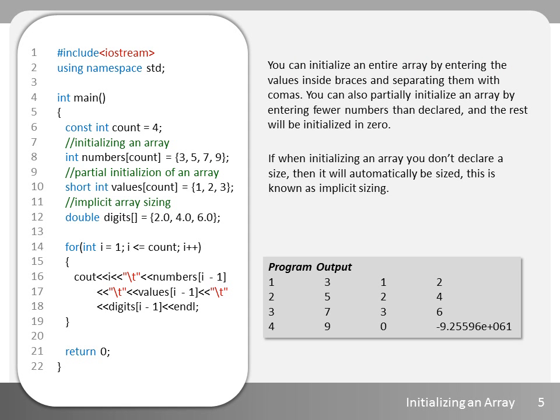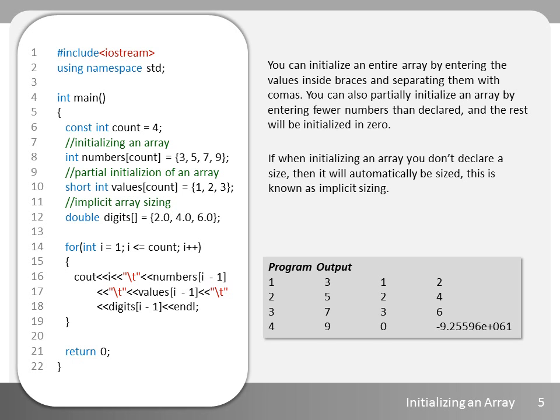Here, we're going to learn the different ways to initialize an array. First, on line 8, I created an array called numbers with the variable count as the size declarator containing the number 4. So this array has 4 elements. To initialize it, you need to enter 4 values of the same data type as the array, which is an integer. These four values will be separated by commas and encased in braces. And for this example, I initialize the array with the values 3, 5, 7, and 9.